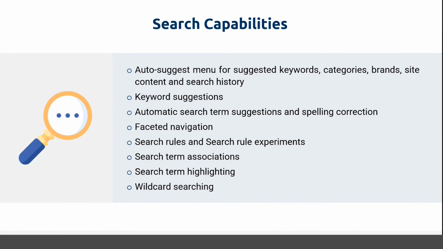The search capabilities of HCL Commerce Search are auto suggest menu for suggested keywords, categories, brands, site content, and search history. It also supports keyword suggestion, automatic search term suggestions, and spelling corrections. HCL Commerce Search also provides faceted navigation and allows you to create search rules and do search rule experiments. It also allows you to configure search term associations, search term highlighting, and wildcard searching.